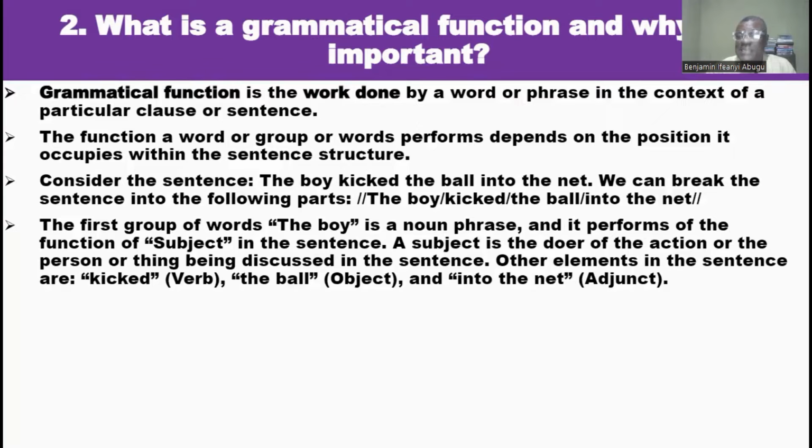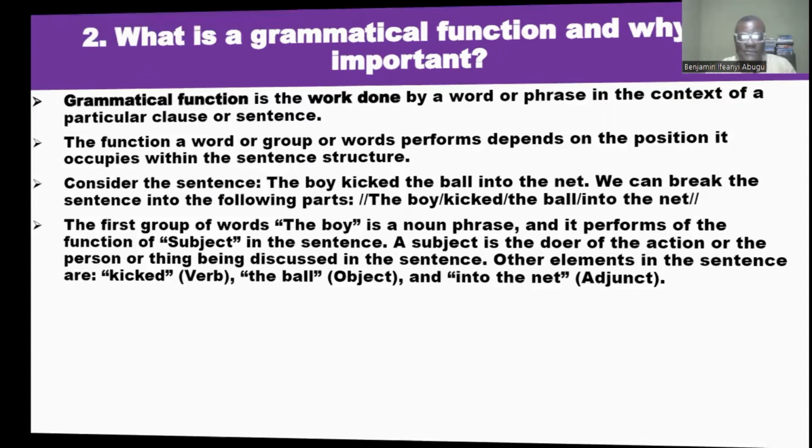A subject is the doer of the action or the person or thing being discussed in the sentence. That's what a subject is about. Other elements in the sentence are: kicked is the verb, the ball is the object, and into the net is the adjunct.